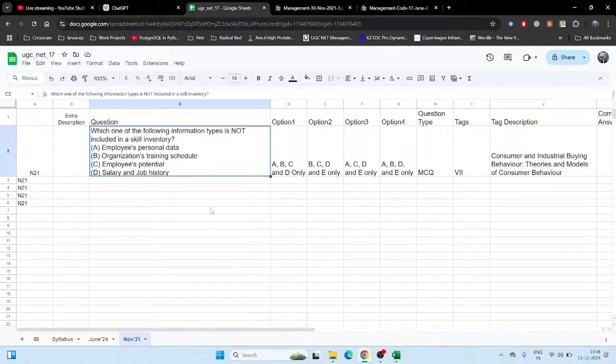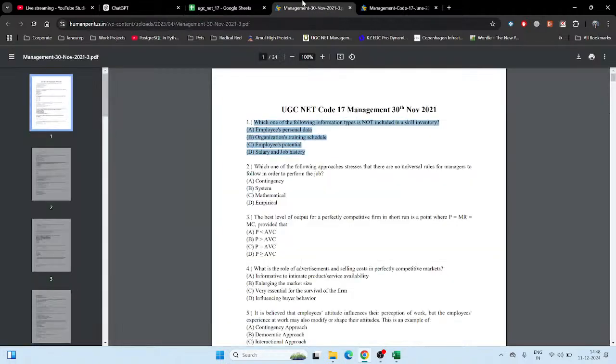So today we will be trying to review and study the November 2021 paper of Management Code 17 and try to find some answers, see some reasoning. Our approach is going to be like this. We won't study just for the answers. We'll try to study some theory behind the answers. We will explore all the options that are available. What does each option mean? How does it relate to the question? And in doing so, we will prepare a question bank of such type.